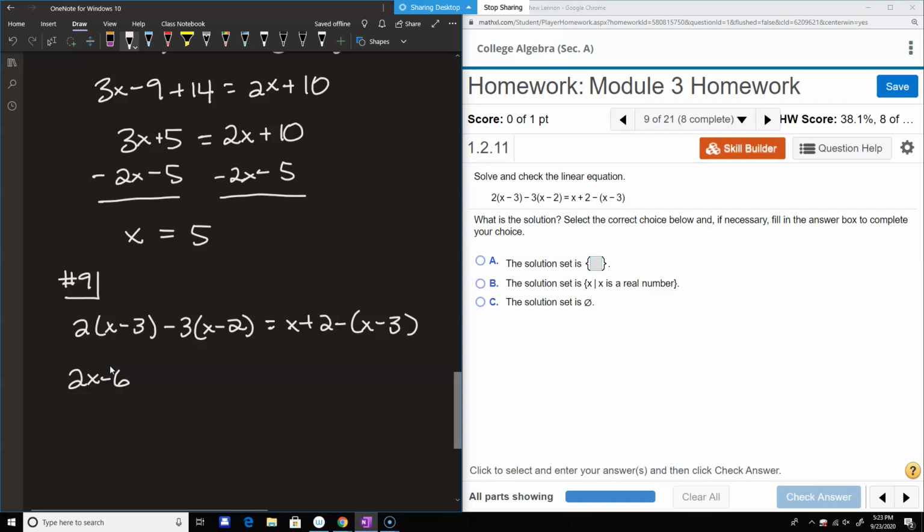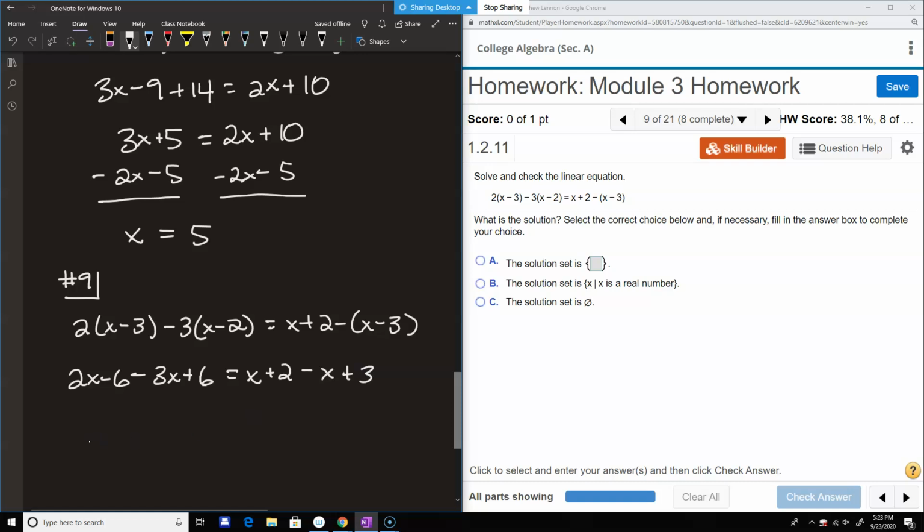For the second set of parentheses, we need to distribute the negative 3. So that's going to be negative 3x, and then negative 3 times negative 2 is plus 6. So we have minus 3x plus 6. The right-hand side, we just need to distribute the negative across the parentheses. So we just copy down x plus 2, and then we'll have a minus x, and the two negatives will make that a plus 3.